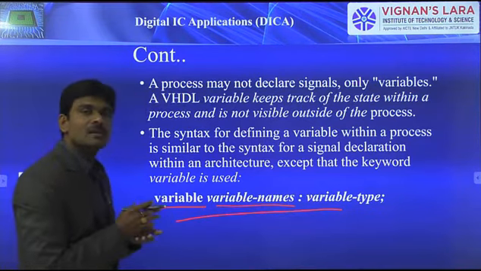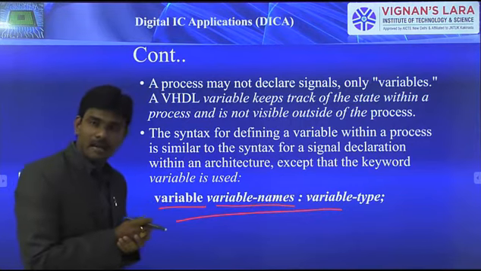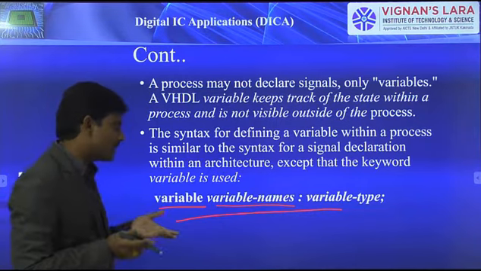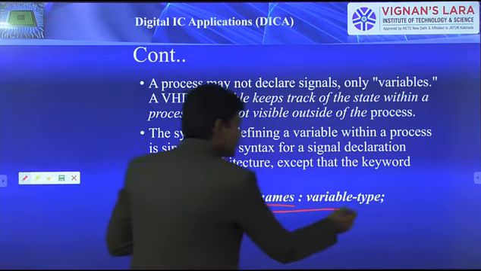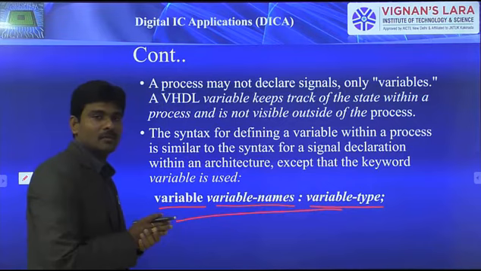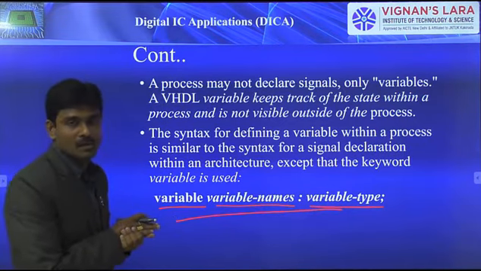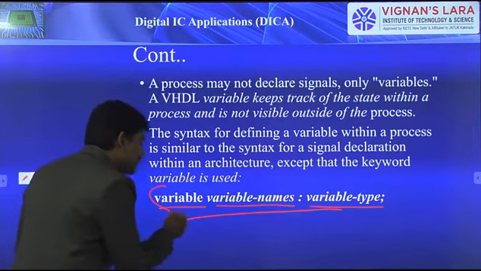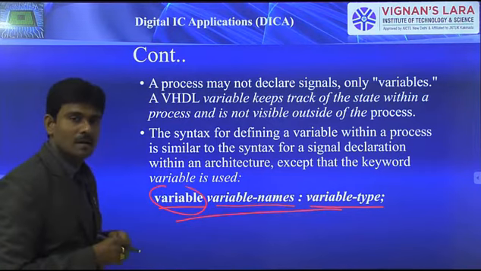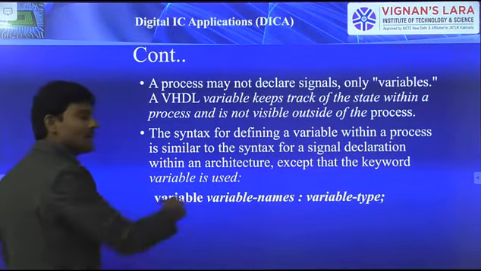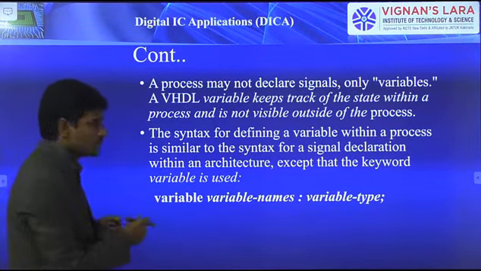Variable names, a user defined identifier, you can represent any name over there, colon, variable type. Anyway, predefined and user defined types we have, so you can consider any one. But here, instead of signal, we are supposed to consider the variable declaration, which starts with the keyword variable. That is the only difference. Remaining all are the same. So this is what that particular variable declaration syntax seems to be.